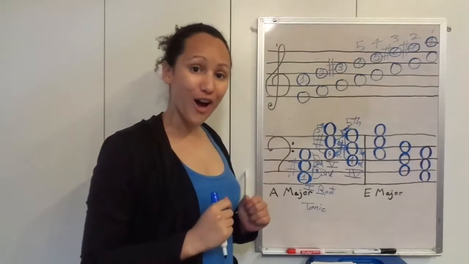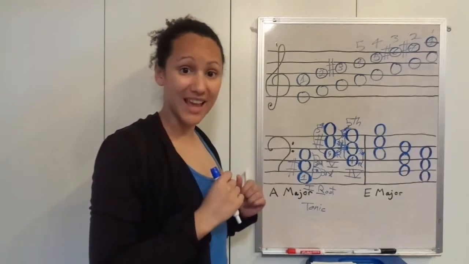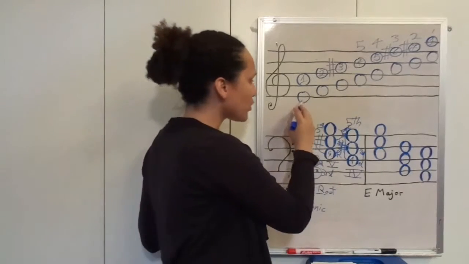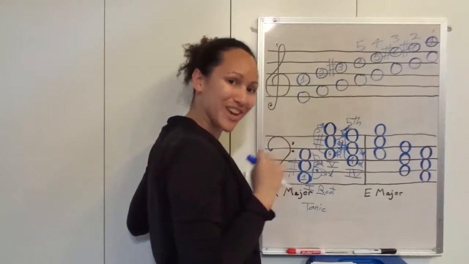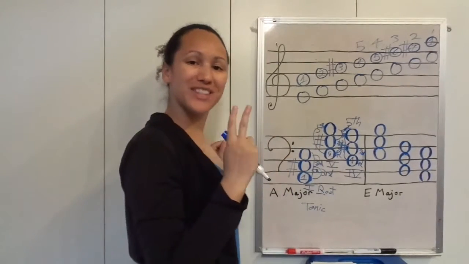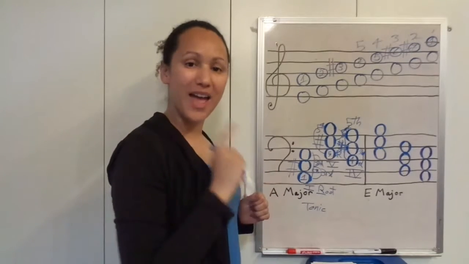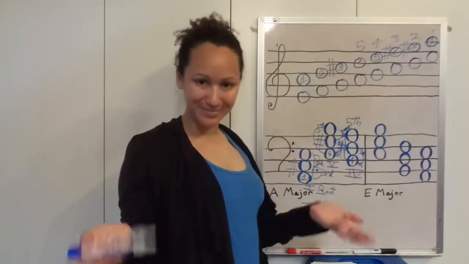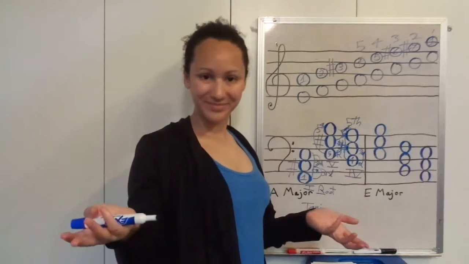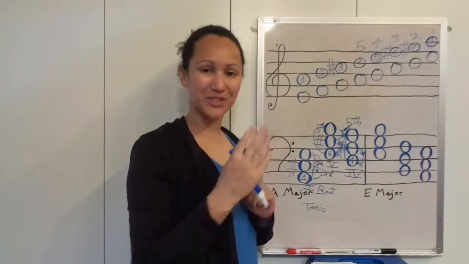Now let's move on to our next key, the E major. We're going to do the same thing for that. Remember that for E major, you actually have 4 sharps. Go ahead and say them. F sharp, C sharp, G sharp, D sharp. Try to say them in sets of 2. F sharp, C sharp, G sharp, D sharp. Go ahead and try.